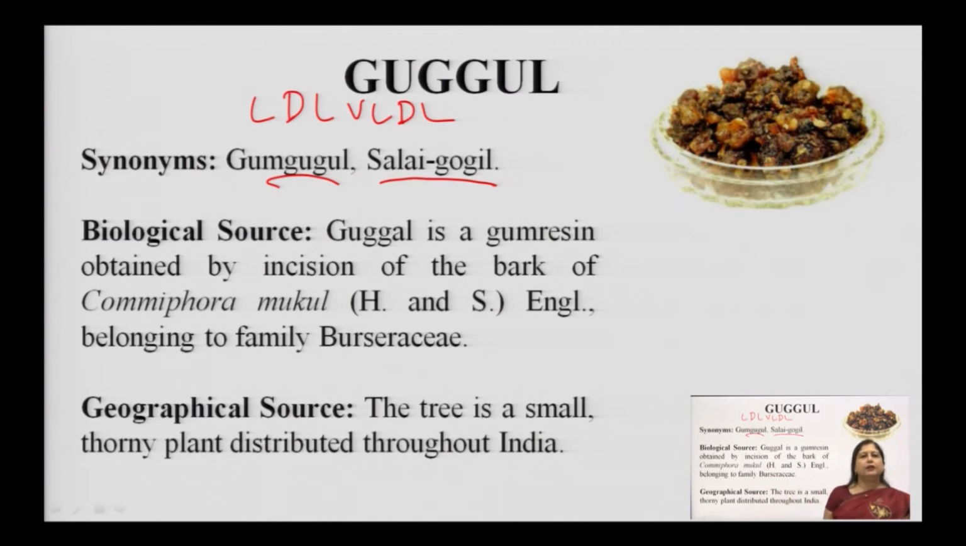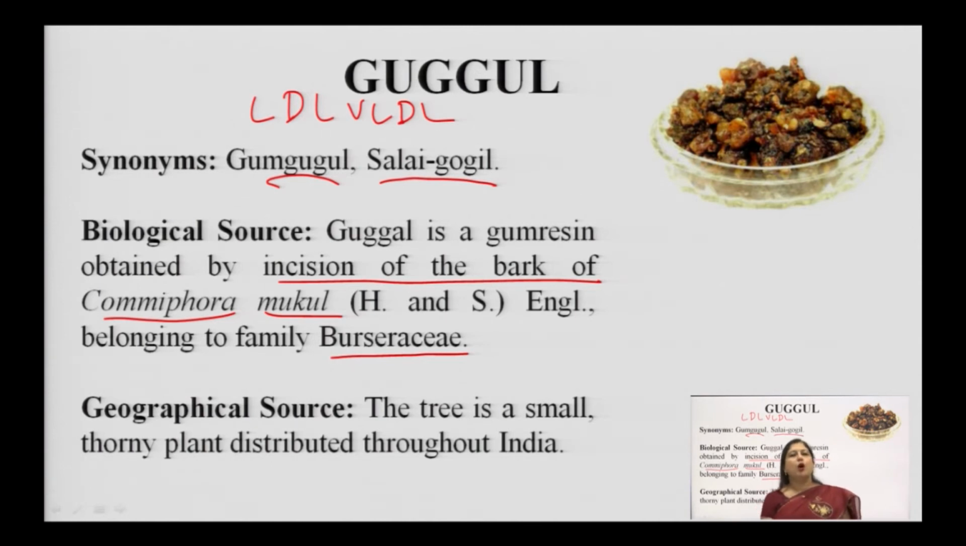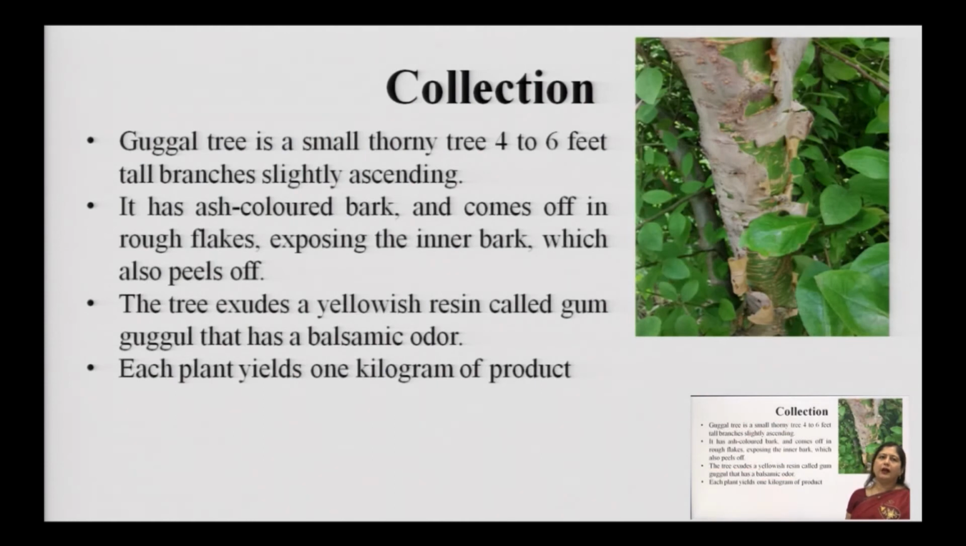And it is basically a gum resin obtained by incision of the bark of Commiphora mukul belonging to the family Burseraceae. So, what is the biological name? Commiphora mukul, family Burseraceae. In the bark, if a cut is made, this resin comes out. The geographical source is that the tree is a small thorny plant distributed throughout India. So, we find it in India very commonly and it is also very useful.